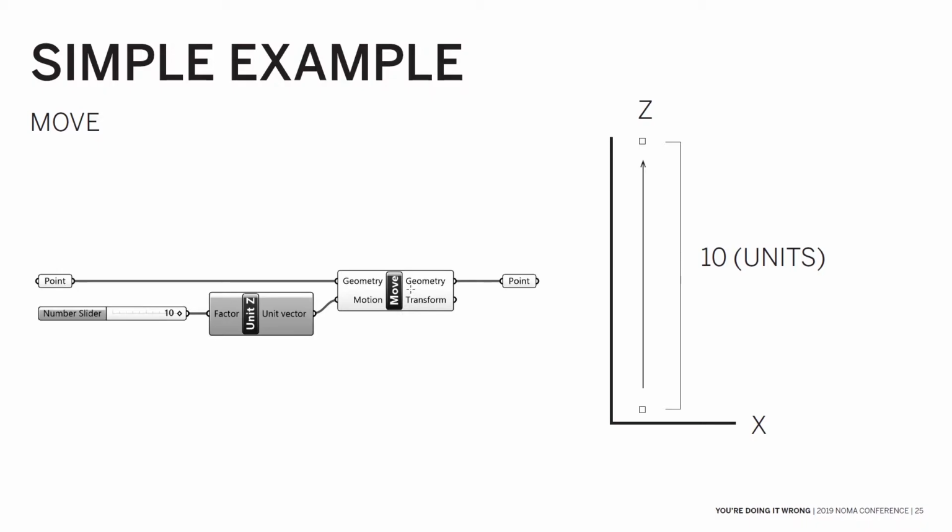Move requires 2 inputs in order to work properly. It needs to know what it's moving and by how much and in which direction. So in this case, I'm telling Grasshopper, move it in the Z direction, which is vertically, right, by 10 units. And the 10 units uses whatever units Rhino is using. So if it's in feet, it's 10 feet. If it's in meters, it's 10 meters. And then you get the resultant point that's been moved by 10 units.